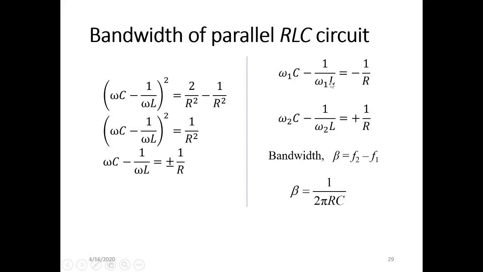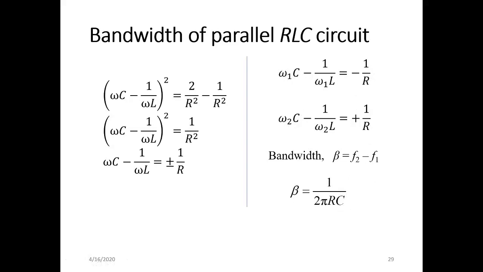Right, next 2 steps only you will get this answer. You just subtract it, you will get the answer. It is available in the textbook also, you can refer to it. So what we have to do is, this equation has to be subtracted with this equation, so that we will get the value of bandwidth. Bandwidth will become equal to 1 by 2 pi RC.